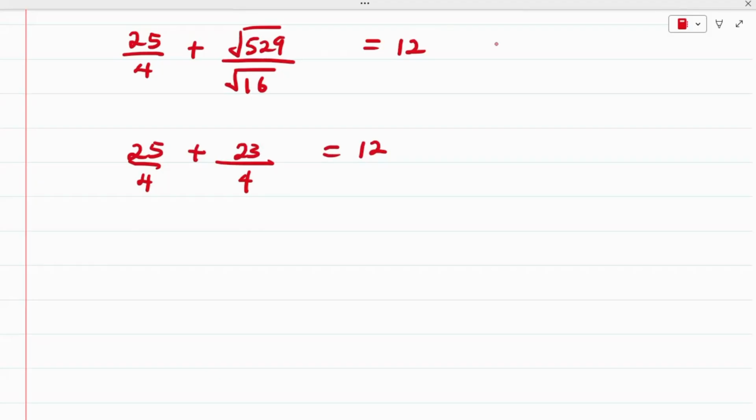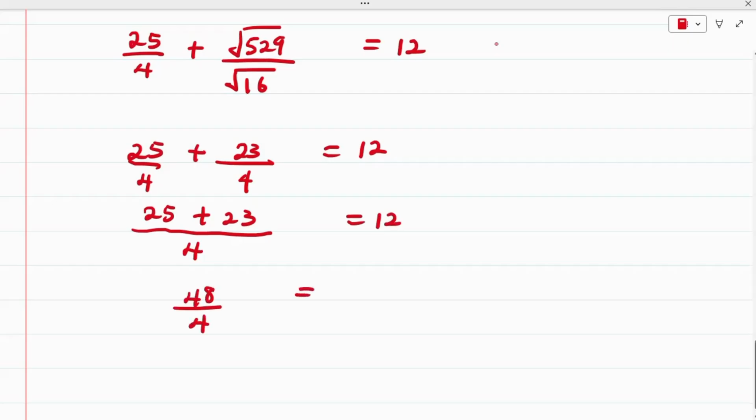So since we have a common denominator, we're going to pick out one, so this becomes 4. So we have 25 plus 23, which is equals to 12. 25 plus 23, we have this to be 48 divided 4, which is equals to 12, and 48 divided 4 is 12, which is equals to 12. So the left hand side is equal to the right hand side.